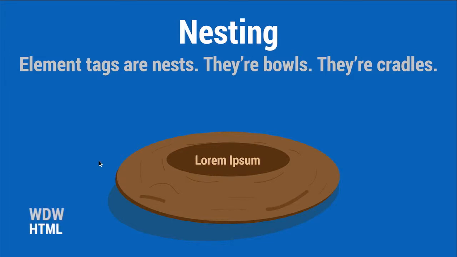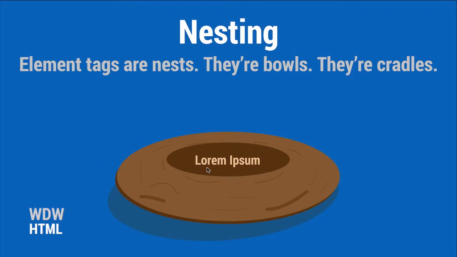Now let's look at the concept of nesting. So nesting can refer to two different things in HTML. One is the fact that you're nesting the content inside of tags, and we can start thinking about elements as nests or bowls or cradles, or in the last video we saw them as folders. We can put something inside of here.